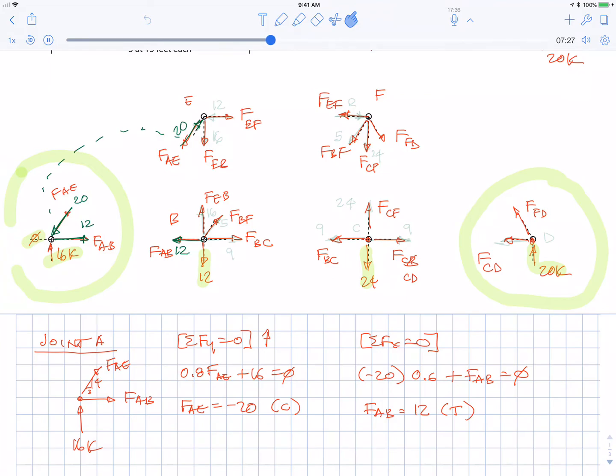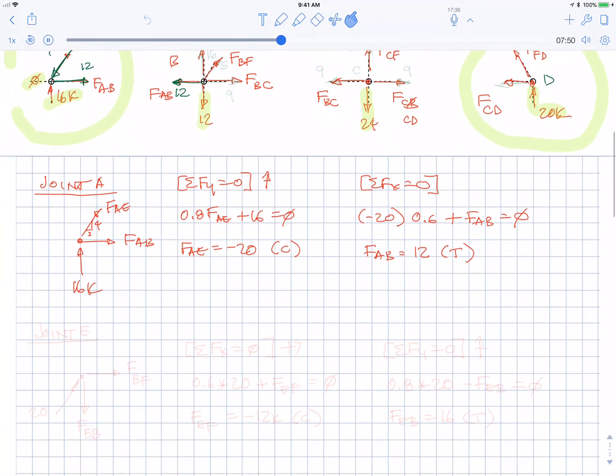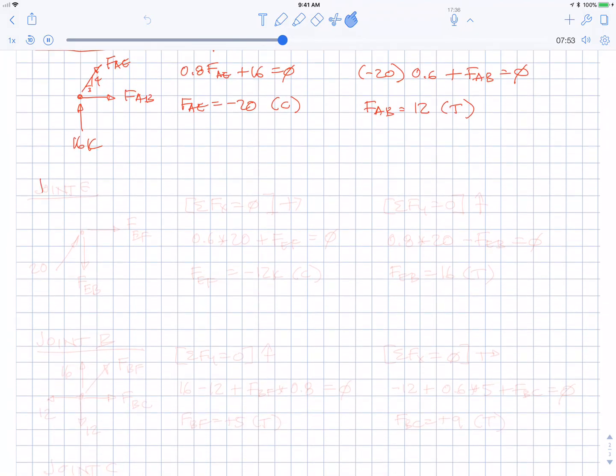Now what we have to do is look and see if there are any more joints with only 2 unknowns. And so we see that, oh, look at joint E. Now that we know that FAE is 20, that one now only has 2 unknowns. We can do that one, or we could do this joint over here, joint D. Let's go ahead and do E next. Okay, here we go, joint E.